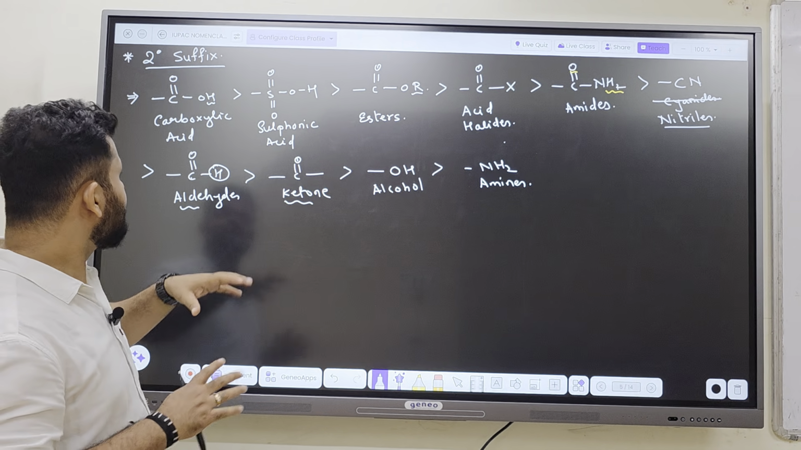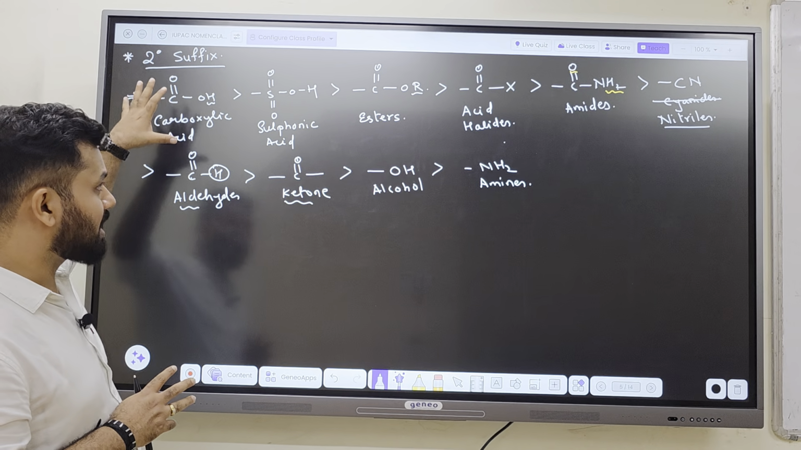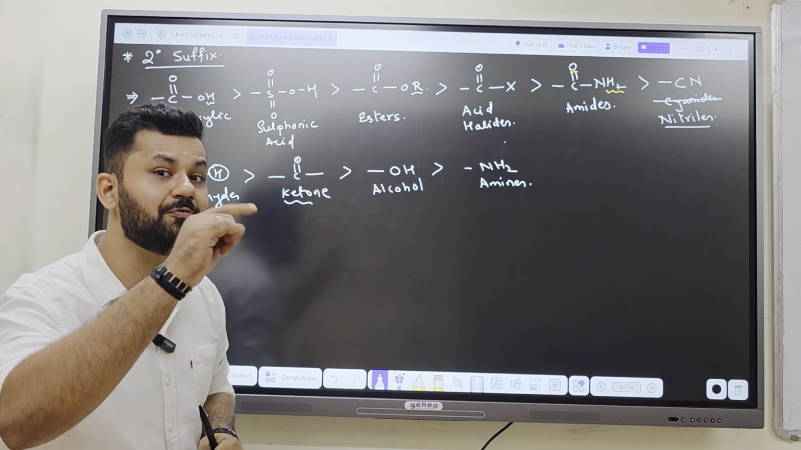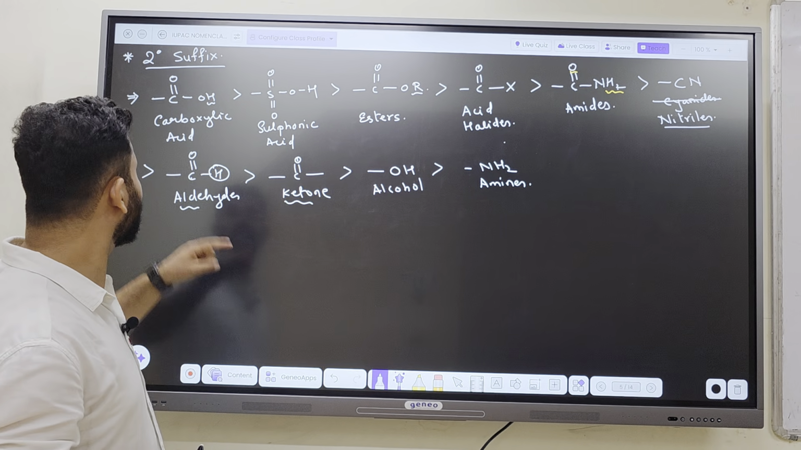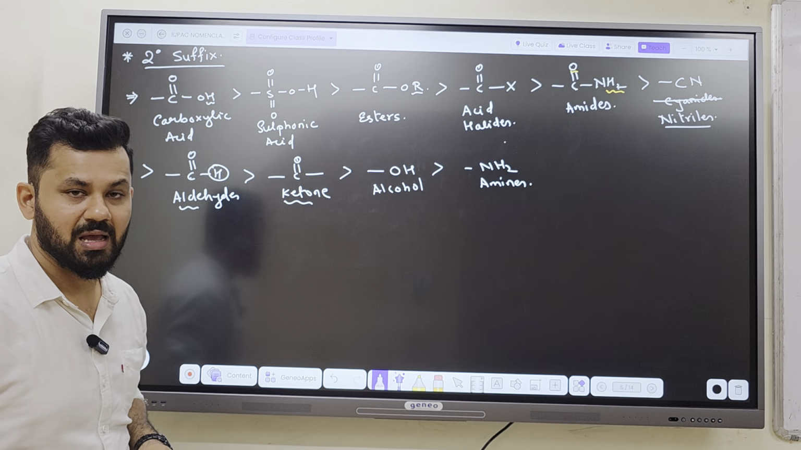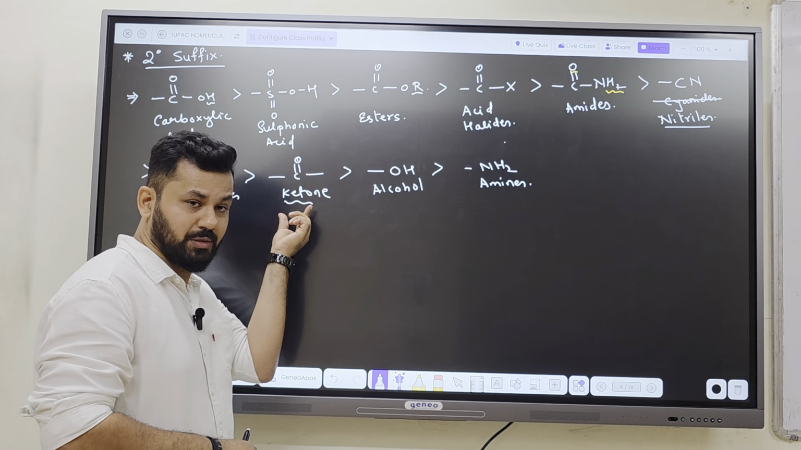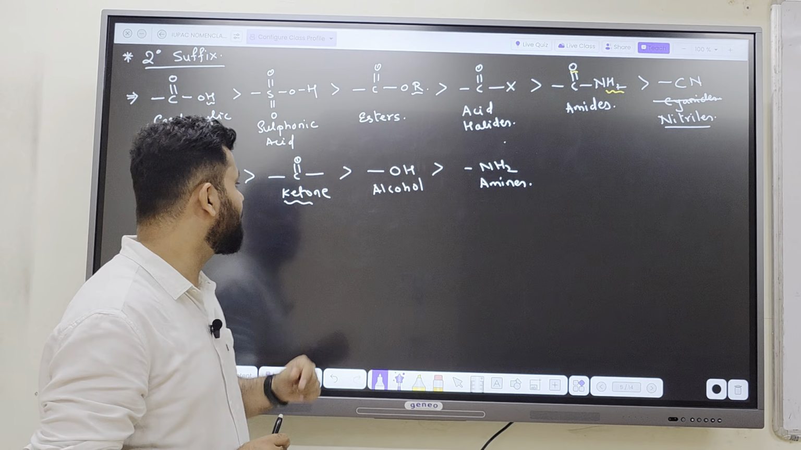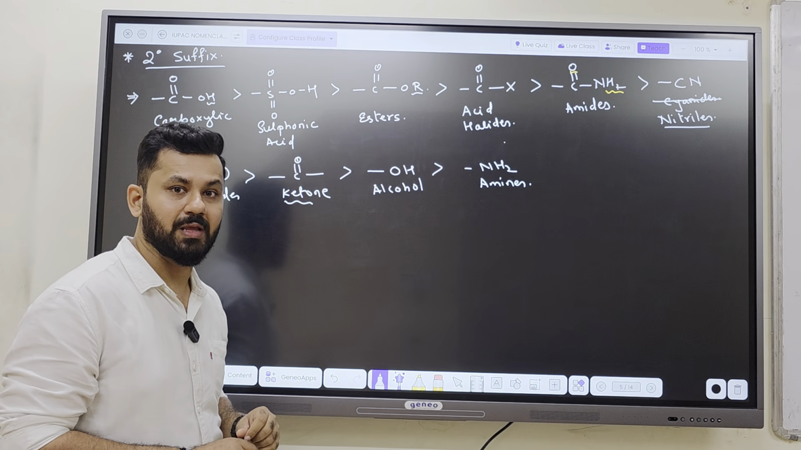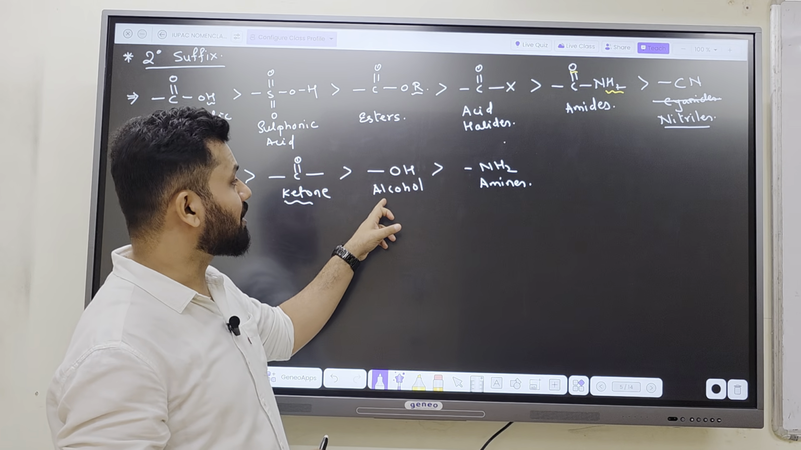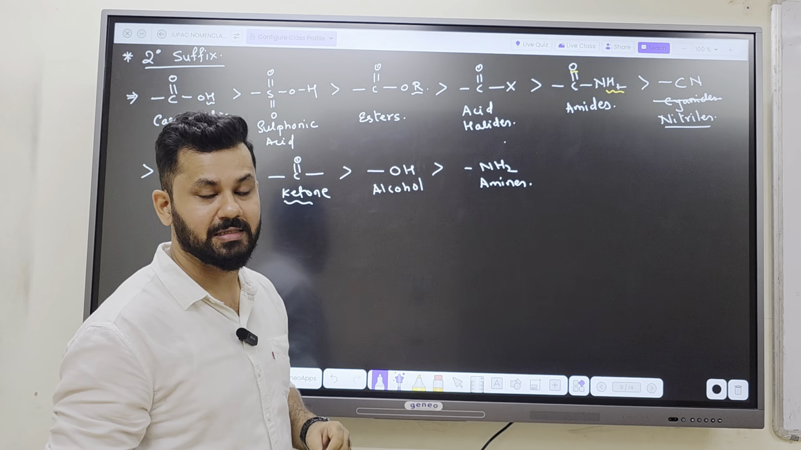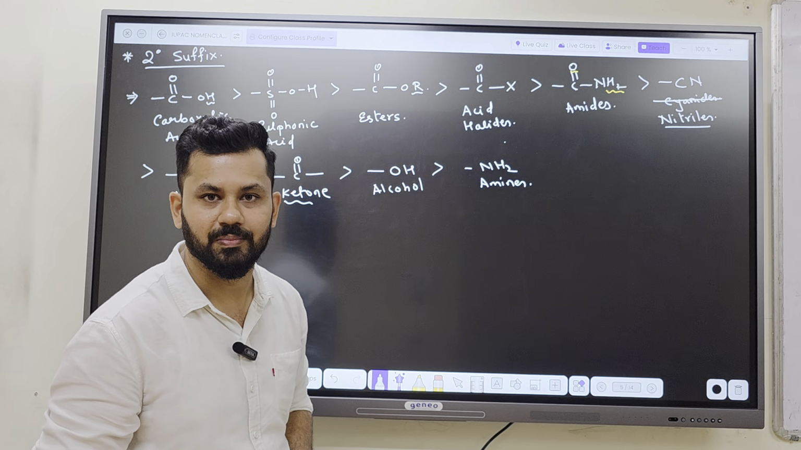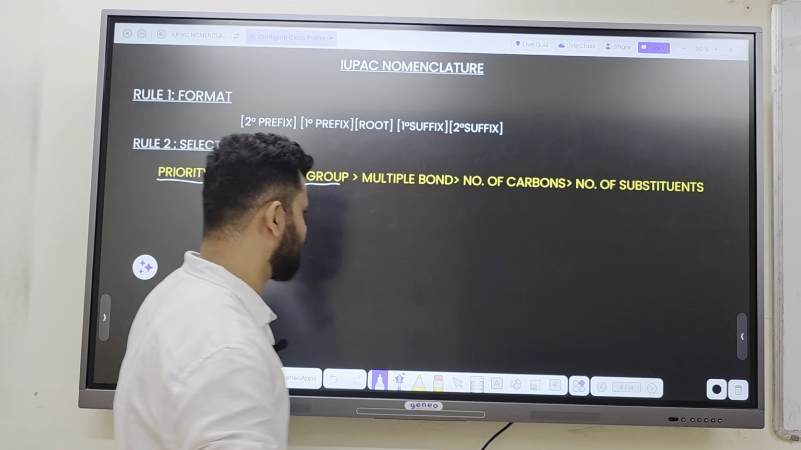For example, if your given carbon compound has a carboxylic acid as well as alcohol in it, then the primary functional group would be carboxylic acid. If the compound has a ketone as well as alcohol functional group, the primary functional group would be ketone. Likewise, if the compound has alcohol as well as amines in it, then our primary functional group would be alcohol. Okay, so let us take one example.